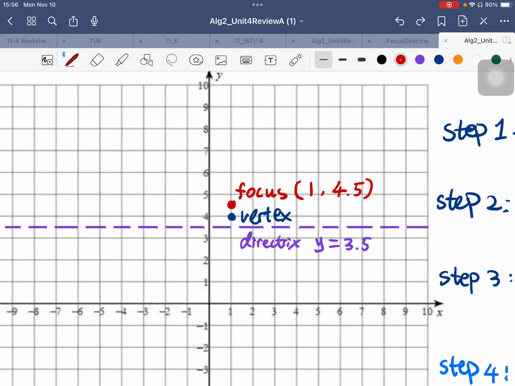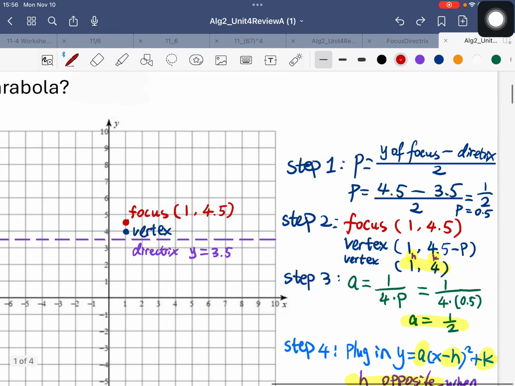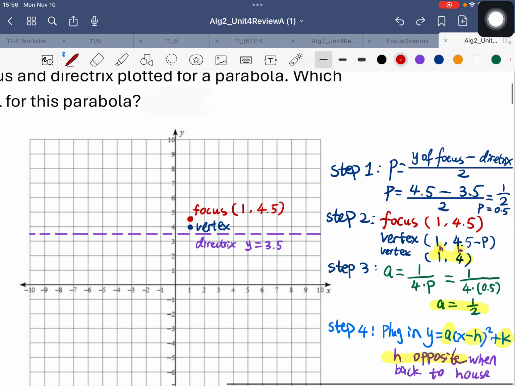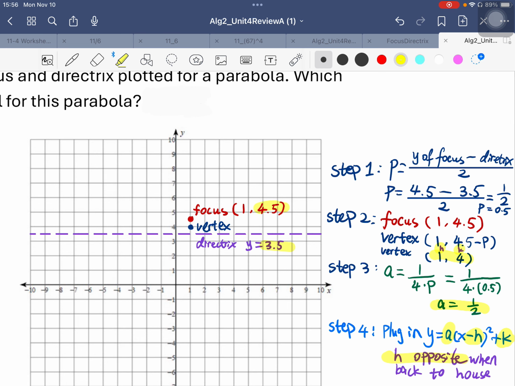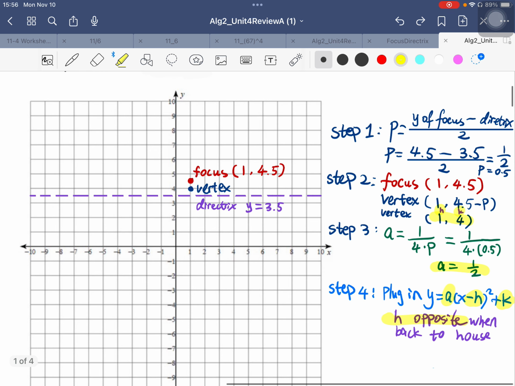And we always know the vertex is in between the focus and the directrix. So we're following the steps. Step 1, we're finding the p. P is the y value of the focus, or the second number of the focus, subtract the directrix and divide by 2. So we get 4.5, subtract 3.5, divide by 2, and we find p equal to 0.5.